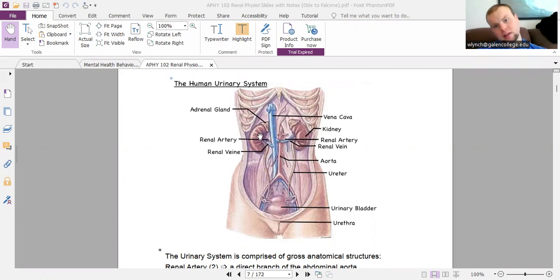Blood supply of the kidneys comes from the renal arteries and renal veins. We have two renal arteries coming off of the aorta. We have two renal veins which come off of the inferior vena cava.